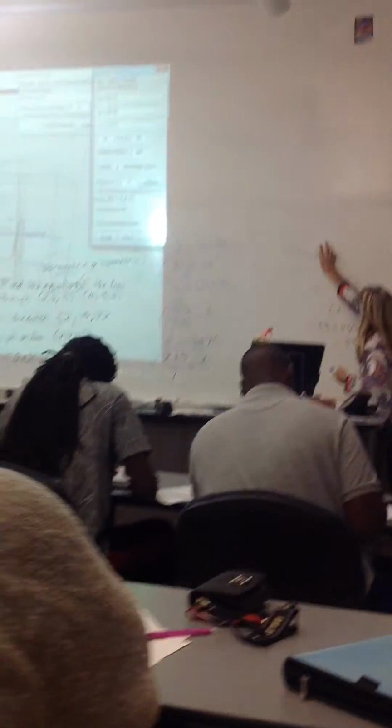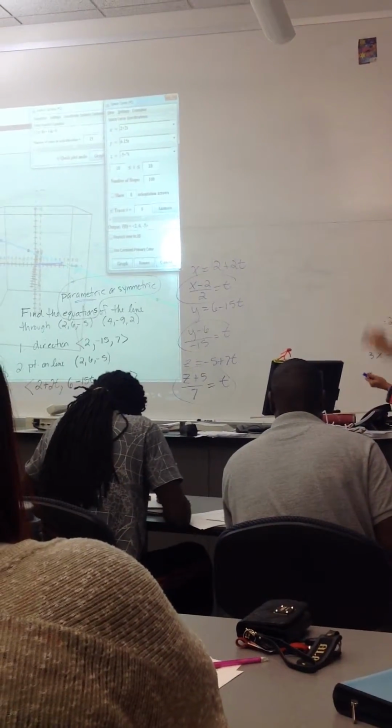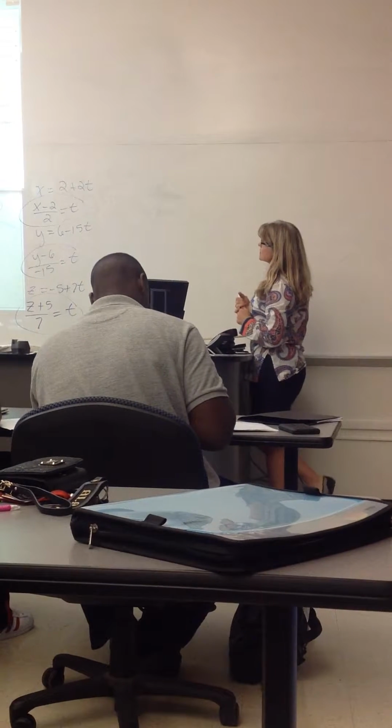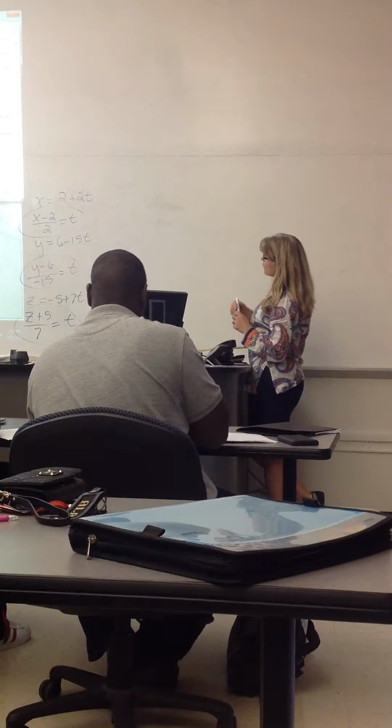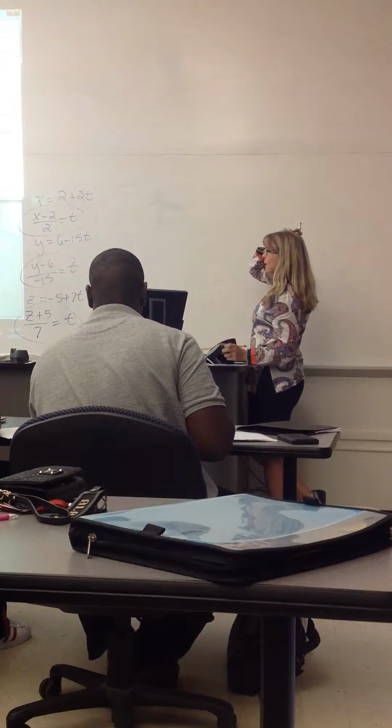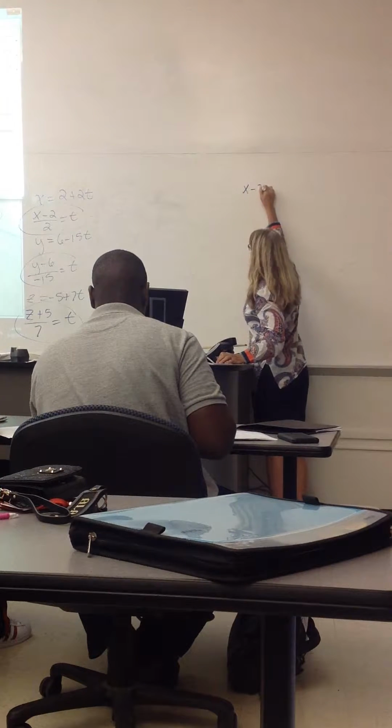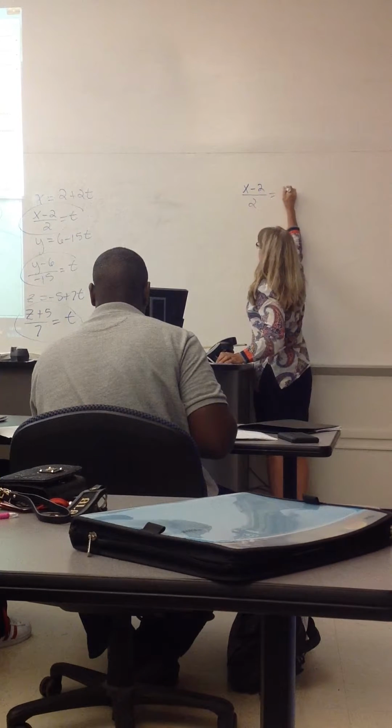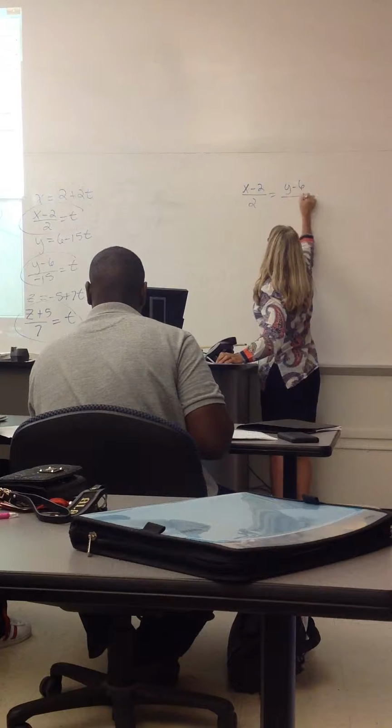So, if you already have parametric and you want to move to the symmetric form, then you want to do what I just did, which is take your parametrics and solve them for t, and then because they're all solved for t, they can all be written equal to each other.